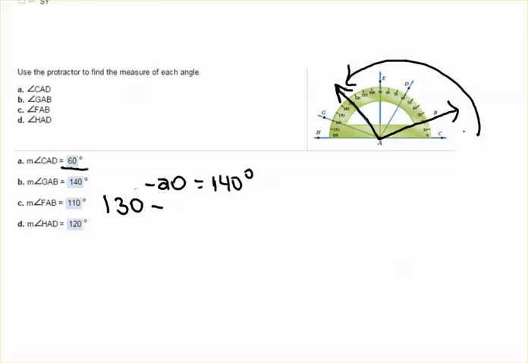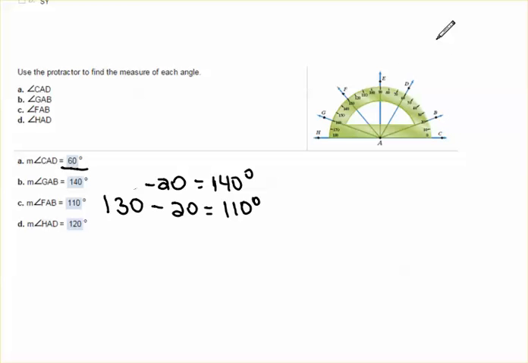130 minus, now let's figure out what it is to here, and that looks like 20 degrees. So if I subtract those, what's left in the middle then would be 110 degrees. And then finally, they're asking us for the measure of HAD. So HAD would be this measure right here.